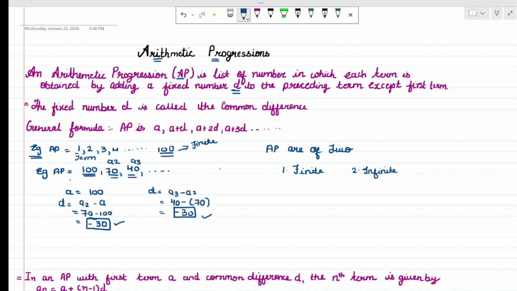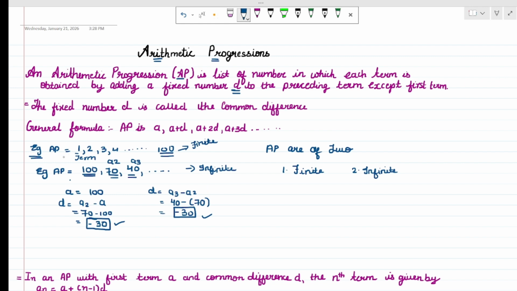Next, for infinite AP, I don't know where to stop. It is continuous, like 40, 10, minus 20, and so on, going on continuously. This type of AP is called infinite AP.